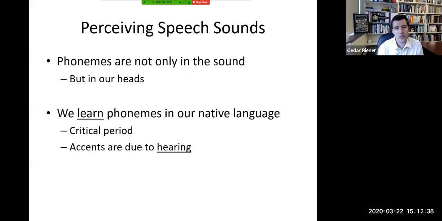Okay, so now we're going to talk about the sounds of words and perceiving speech sounds. The big, important concept here is that phonemes are not only in the sound. Yes, I've got a microphone right here, and it is recording the sound of my voice. It's recording that and saving it, and then you are playing the sounds in your headphones or in your laptop speakers or wherever you're playing them. But the point is that the sounds that are played and the sounds that are recorded are not really exactly all of the sounds.